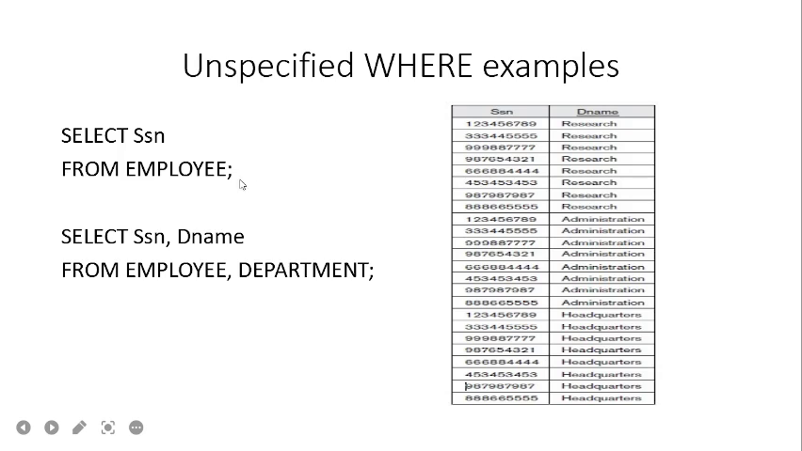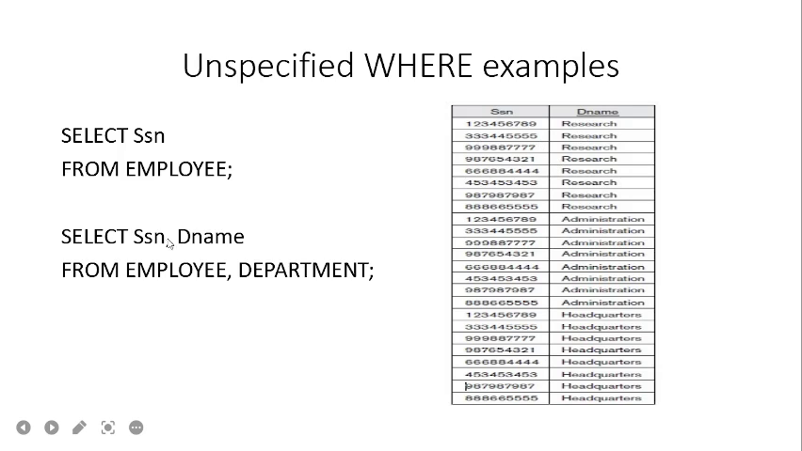For example, we have an unspecified where clause: select SSN from employee. Here it will select all the SSN from the table. But suppose we have given it like this: select SSN comma D name, department name, from employee comma department. Here the where clause is missing, and in the from clause we have more than one relation name. So in that case, we will take the cross product of these two relations, and from that SSN and D name will be returned as the result of this particular query. So this will be the result.